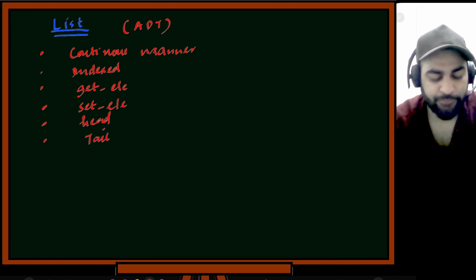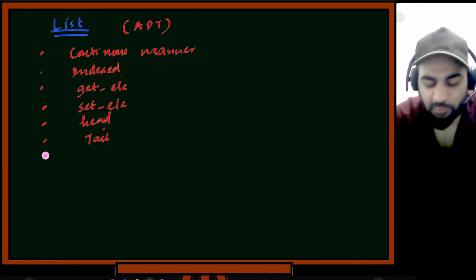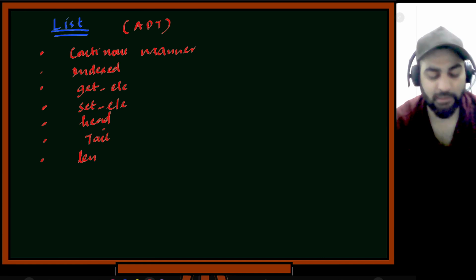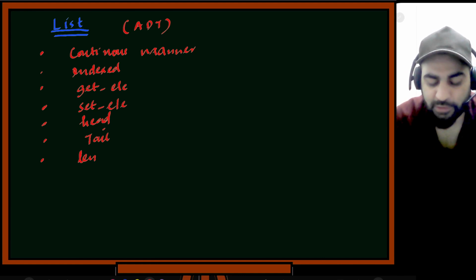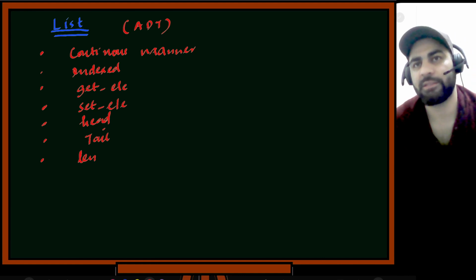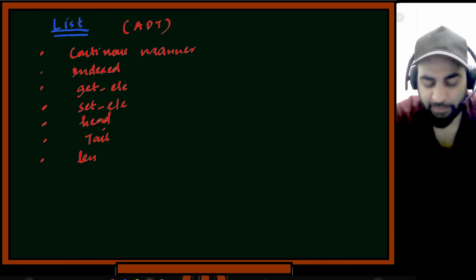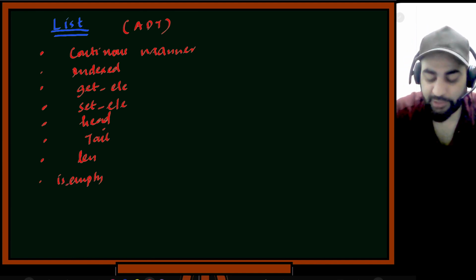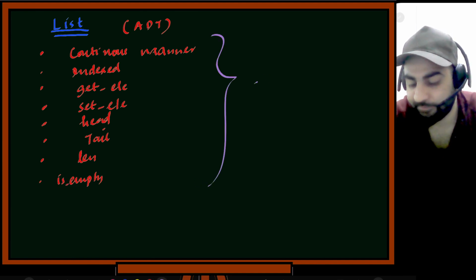And similarly, we can have the functionality: what's the length of this? Length means how big it is. And then we can also have a concept of, is it empty or not? So is there no element at all? So what I gave you is a specification. This whole thing is a specification.